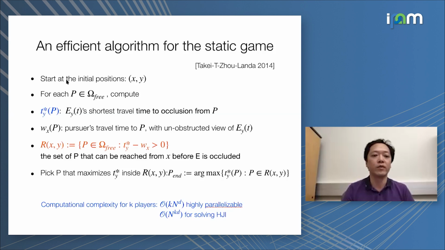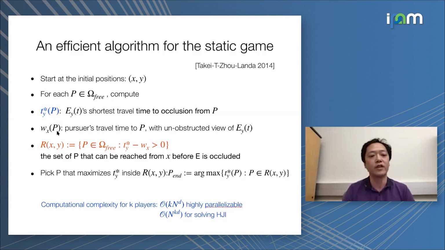The algorithm will start out by assuming the initial state, the positions for the pursuer and evader, x, y. And then for each point in the free space, we're going to compute this T star sub y. This is a value, right? And this value will tell you the shortest time that the evader would need to travel into occlusion if we place the pursuer at that particular location. So this is the first function that we will compute.